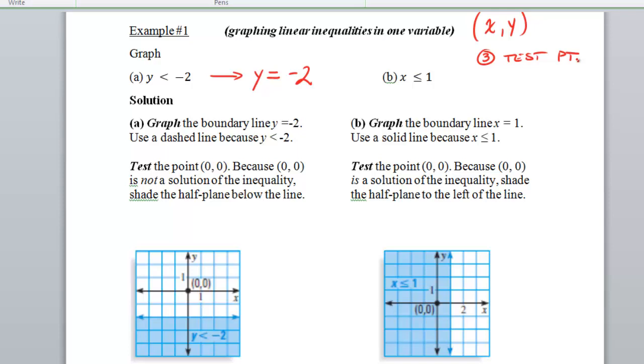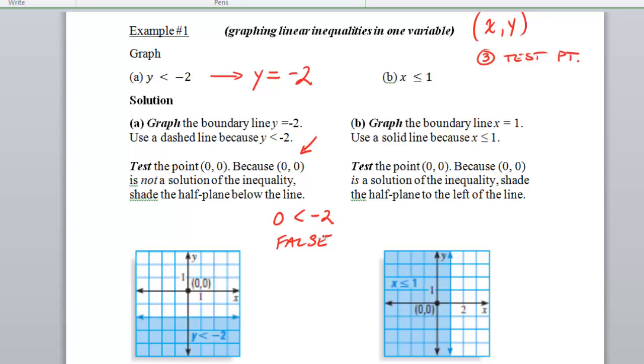Now, we're going to take the y value from the 0, 0 point, and we're going to plug it in to the inequality. And so I'm going to say y is less than -2. Now, if we say that 0 is less than -2 by replacing the y with 0, we can see that 0 is not less than -2. So this is actually a false statement.